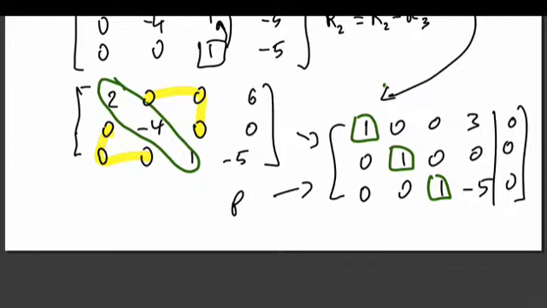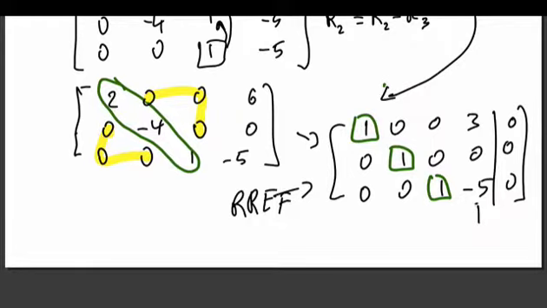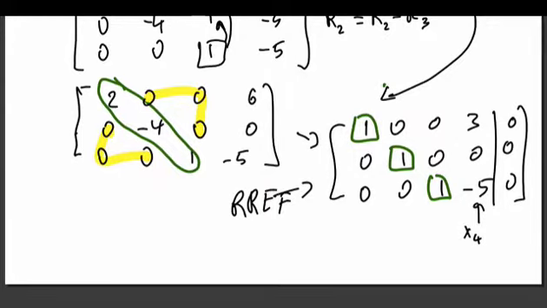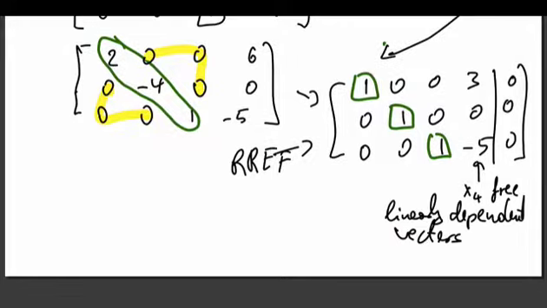And again, this is in reduced row echelon form. You cannot reduce it anymore. This is the best form you can get. Ones in the pivot entries, 0 above and under them. In this column there is no pivot, so 1, 2, 3, 4, x4 is a free variable, and this already shows that there will be infinitely many non-zero solutions, so that means the linearly dependent system that we have here.